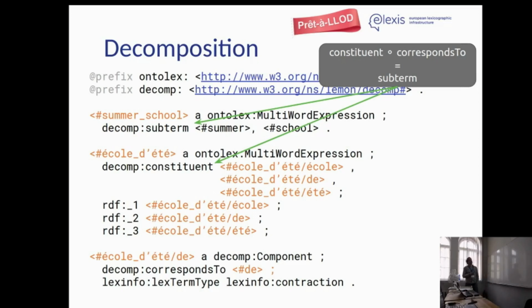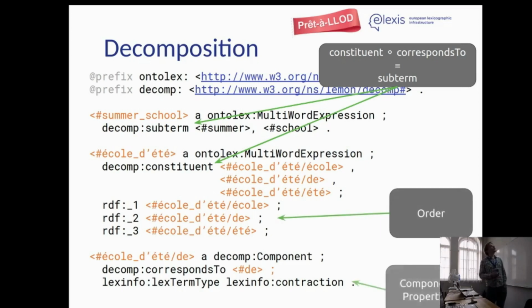Then we can talk about a particular component, for example, de, and how this component occurs within the term. In this case, we're going to say it's a contraction as it occurs in this term. That is, it's been shortened to just d apostrophe because of the following vowel. So we'll say that this particular de, as it occurs in the term école d'été, is a contraction. That's a particular word within a particular multi-word expression. Okay?